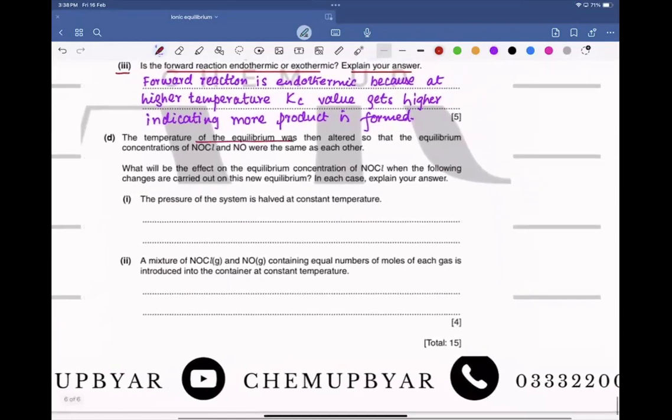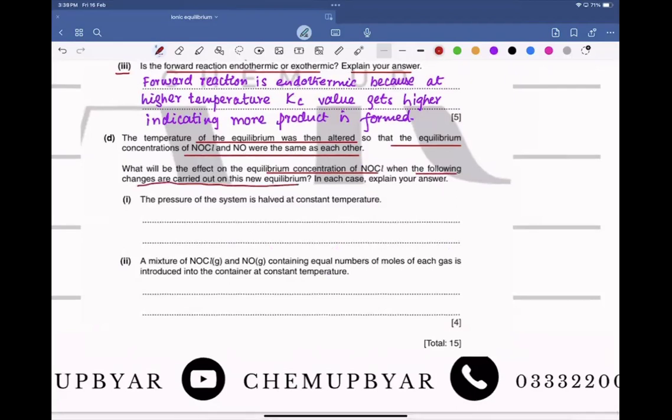The temperature of the equilibrium was then altered. So it means they again changed the equilibrium so that the equilibrium concentrations of NOCl and NO were the same as each other. Okay. So they have plotted the specific temperature conditions on which these two get the same. What will be the effect on the equilibrium concentration of NOCl when the following changes are carried out on this new equilibrium? In each case, explain your answer.